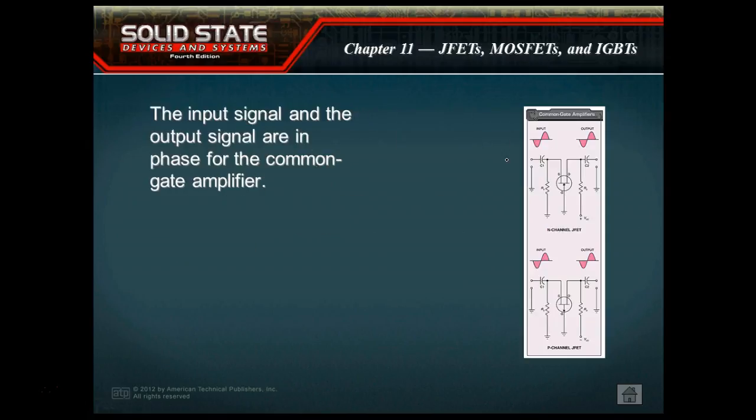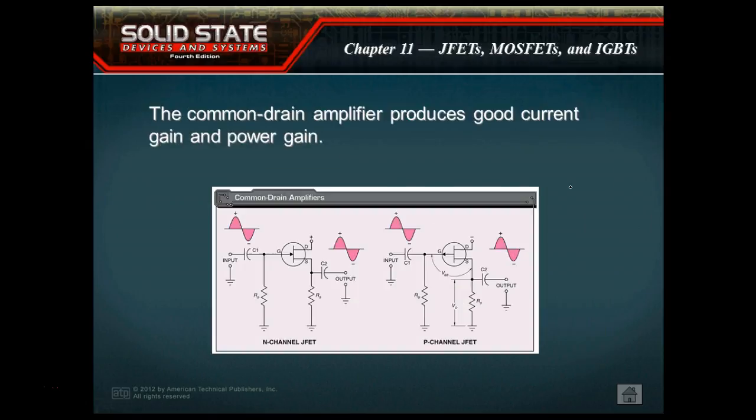This is a common gate. We input on the source, output on the drain. Here, this is a common drain. We input on the gate, we output on the source, so it's common drain. And that's what I've told y'all. The trick is to identify where the input signal comes from, identify where the output signal is taken off of, and the other lead has to be the common.